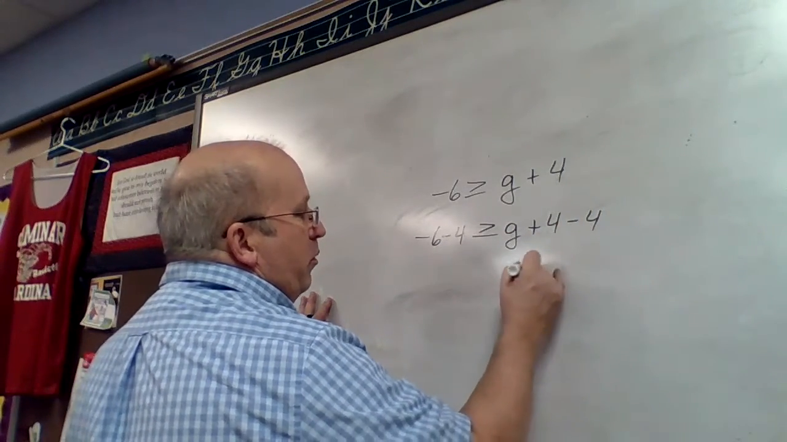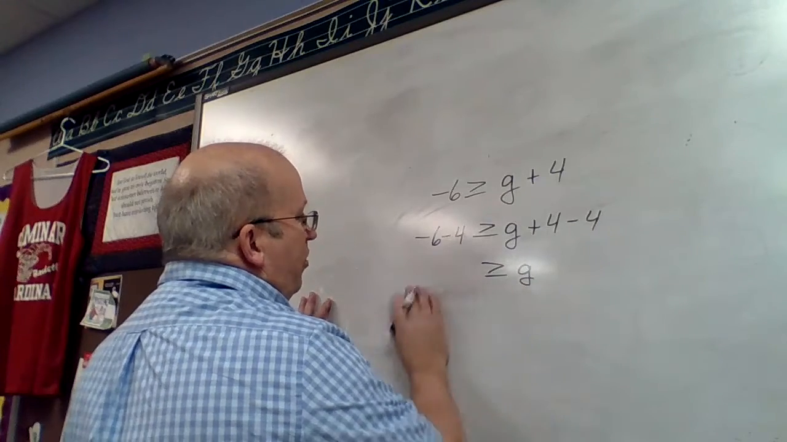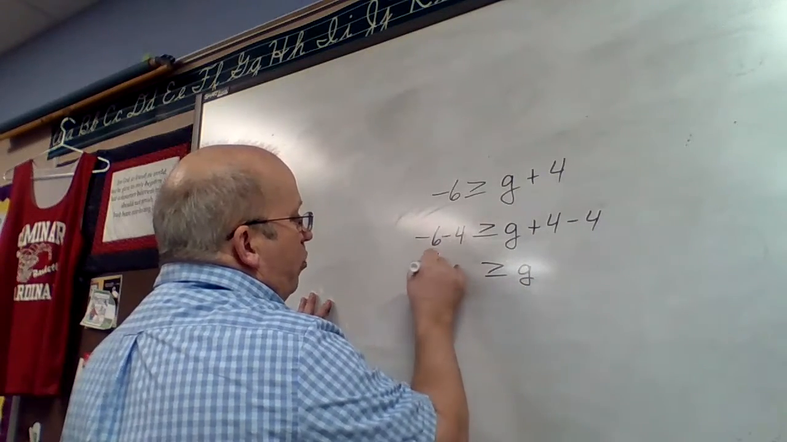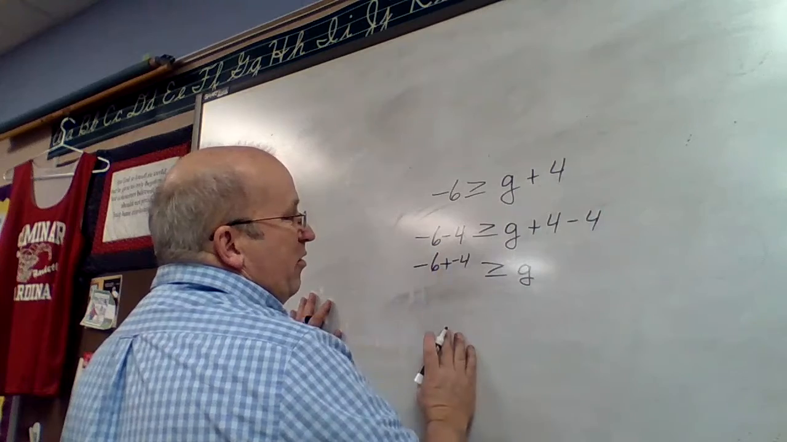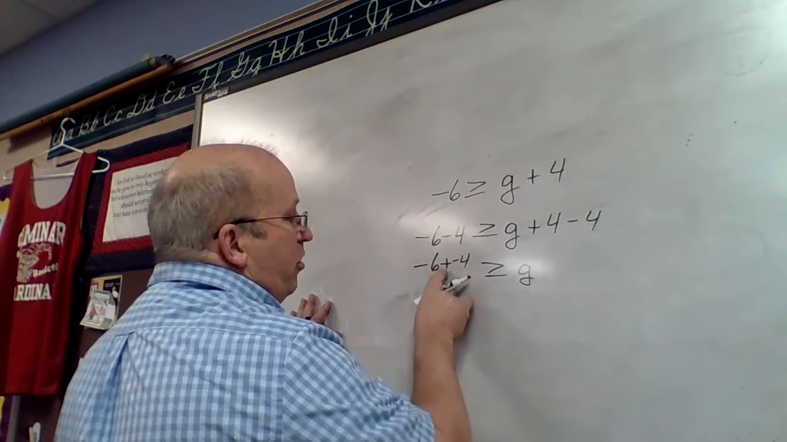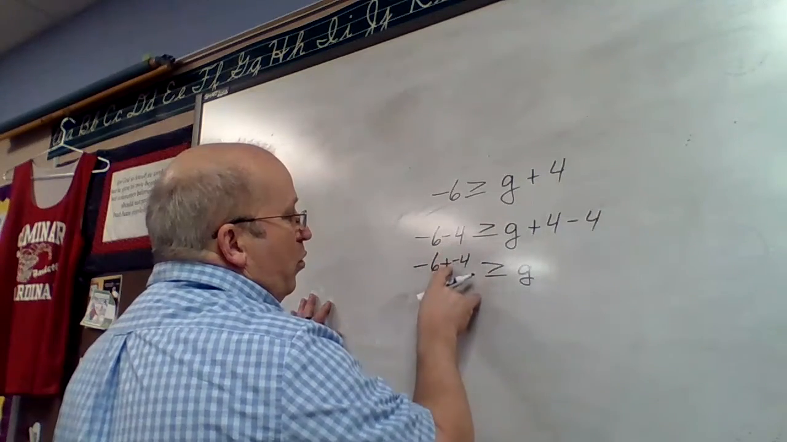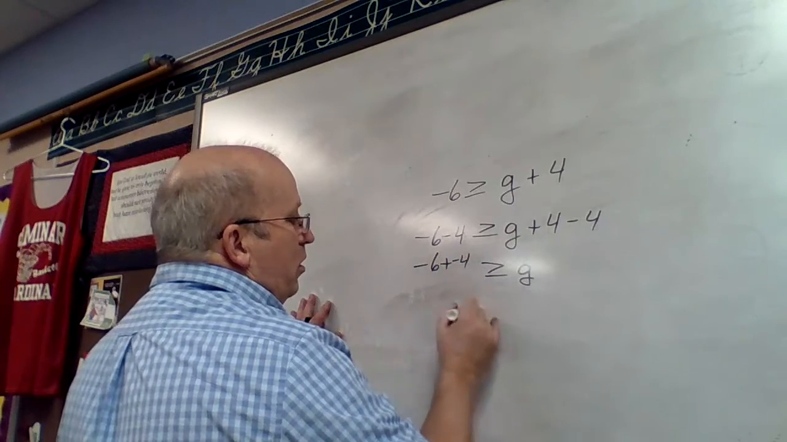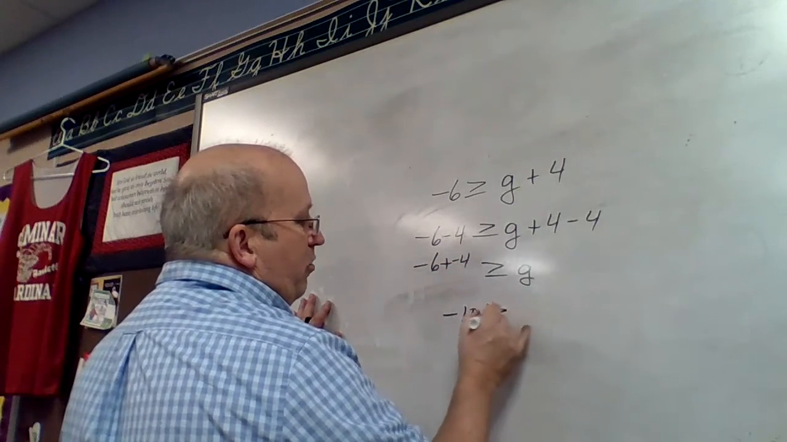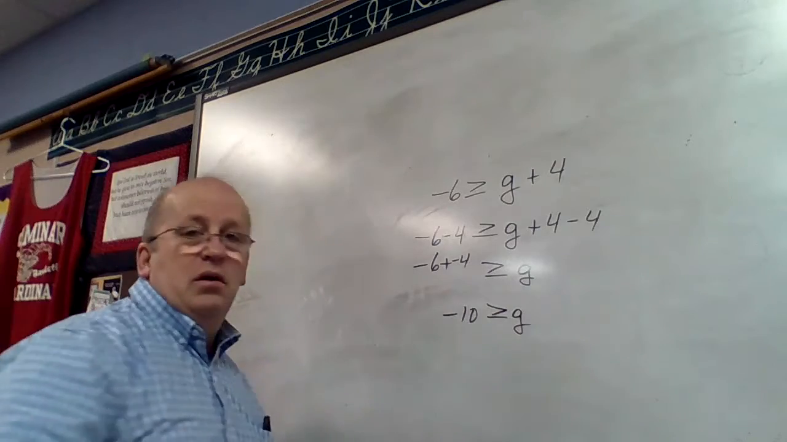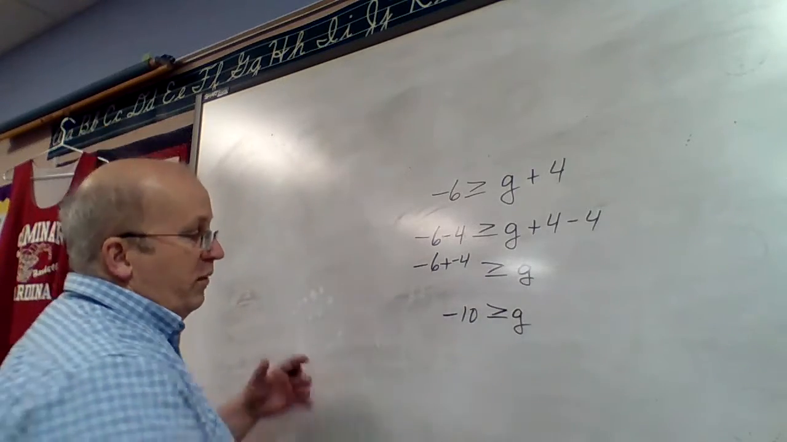Over here, we end up with g. The question is, what's this? Subtraction is really adding the opposite of that second number, right? Subtraction is adding the opposite of 4. What's the opposite of 4? Negative 4. And so that's negative 10 is greater than or equal to g, right? Negative 10 is greater than or equal to g.